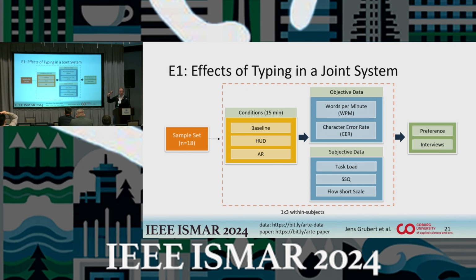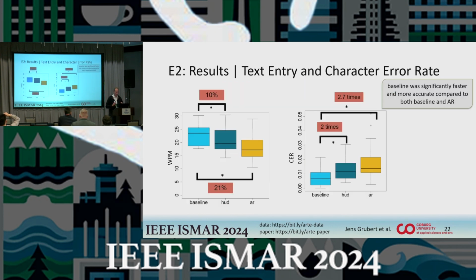Okay? And we had a 1x3 within-subjects design here with these conditions, 15 minutes each. We looked at objective data, words per minute, character entry rate, and also some subjective data. And let's dive right into the results, okay? So what did we do?